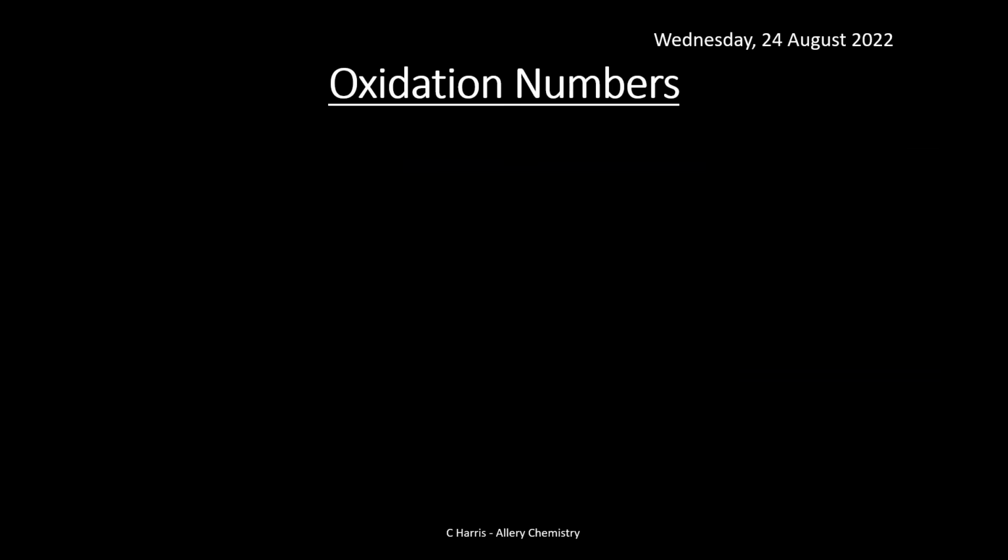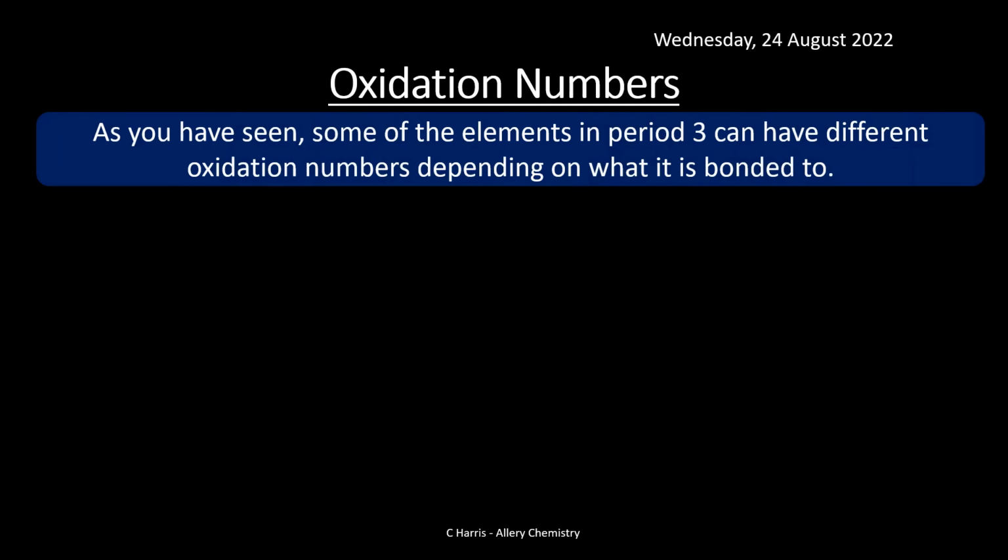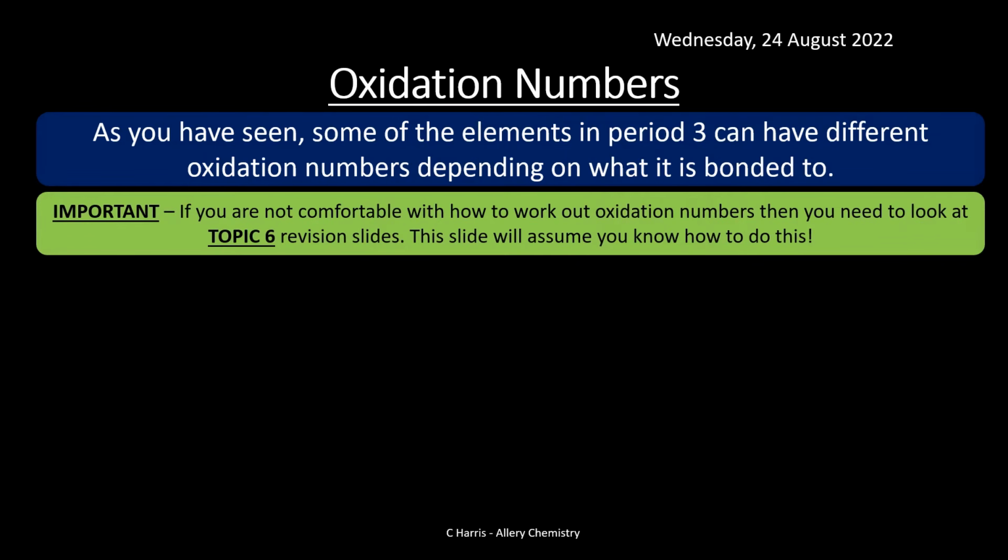So let's look at some oxidation numbers. Again, you will have seen some of this as well. This is some of the elements from period 3. They can have different oxidation numbers, depending on what they're bonded to. You should have seen this in topic 6. If you're not comfortable with some of the stuff that I'm going through here, I urge you to go and watch the video on topic 6, because I'm going to assume that you know how to work out the oxidation numbers to actually do this.